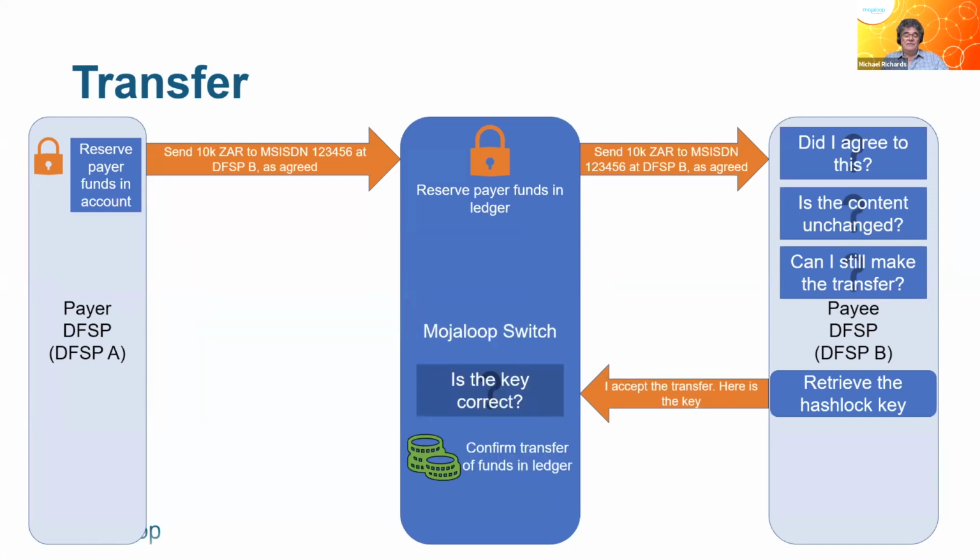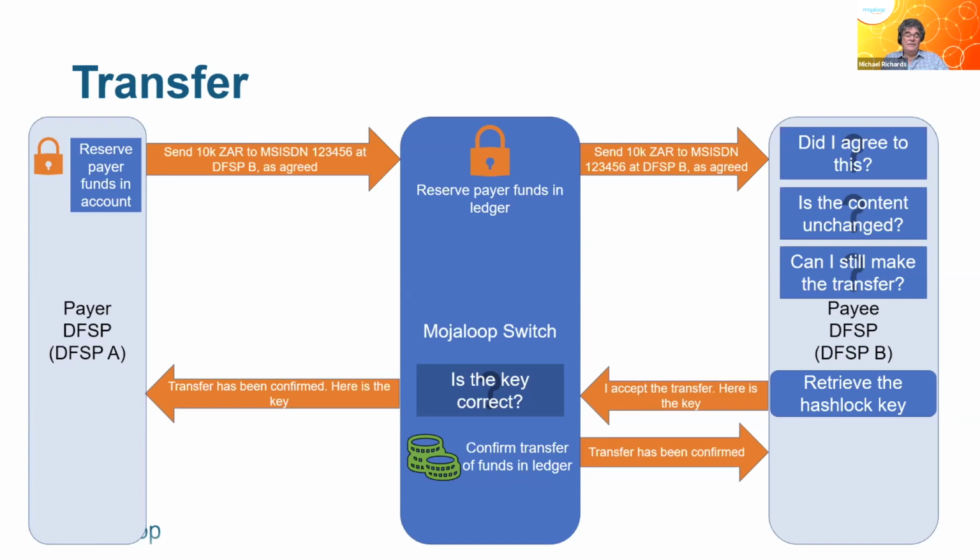Now, the switch checks to see that the key is correct. If it is, it confirms the funds transfer in the ledger. It then confirms to the payer DFSP and optionally to the payee DFSP that the transfer has been confirmed in the switch. Now, normally speaking, the payee should not need confirmation, but there may be circumstances where the transfer is of high value or involves cash that they want confirmation from the switch that the transfer has been registered as complete in the switch.